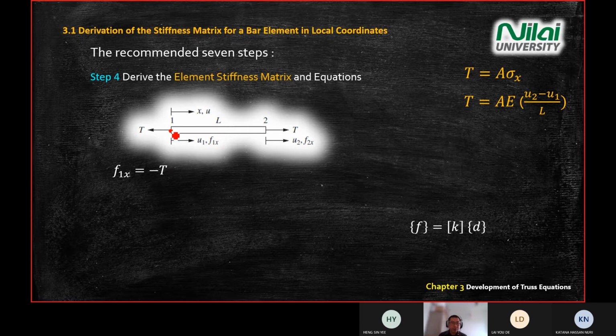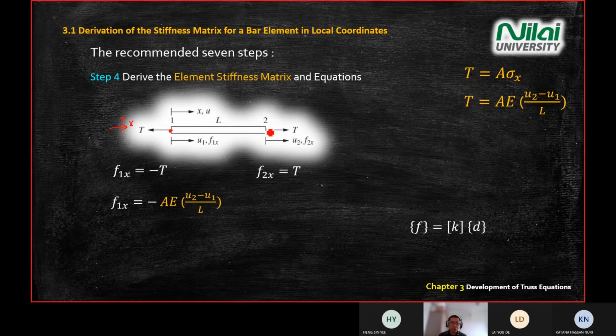Yeah? So T is to the left. That's why you get a negative here, because all our x direction is positive. To the right is positive. So your T is to the left, that's why you get negative here. And we already defined our tensile force here, equal to AE times our strain.